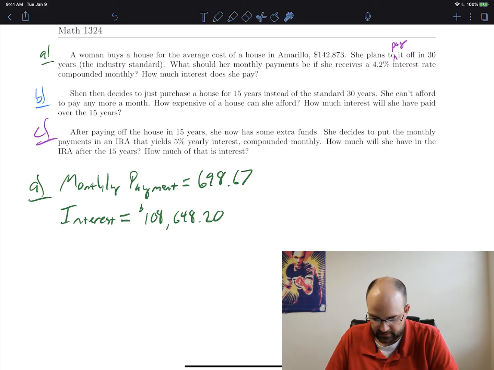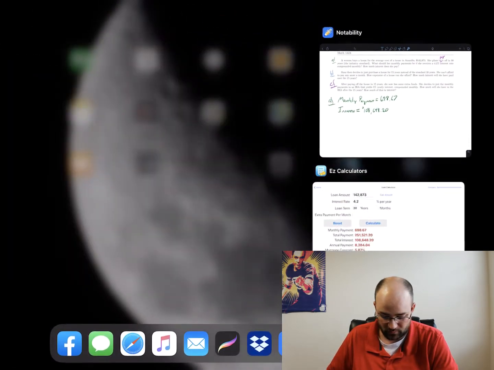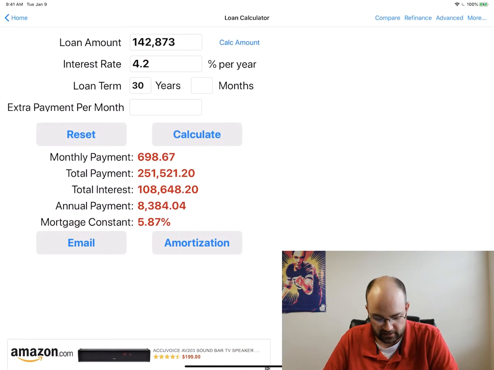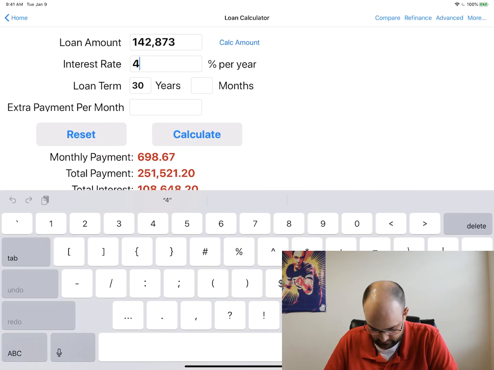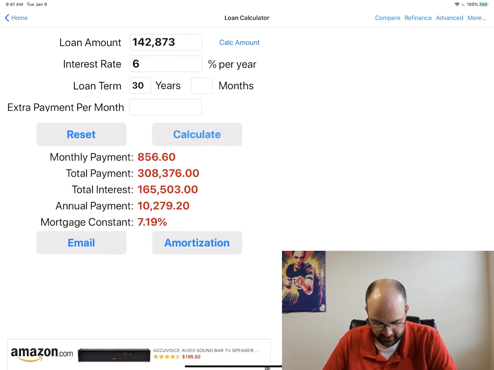Okay, so let's talk about that. $142,000 for the house, $108,000 for the total amount of interest. So the total amount that was paid for the house is around $250,000. So it's getting pretty close to that. And the only reason why it's not actually the cost of the house is because the interest rate wasn't all that high.